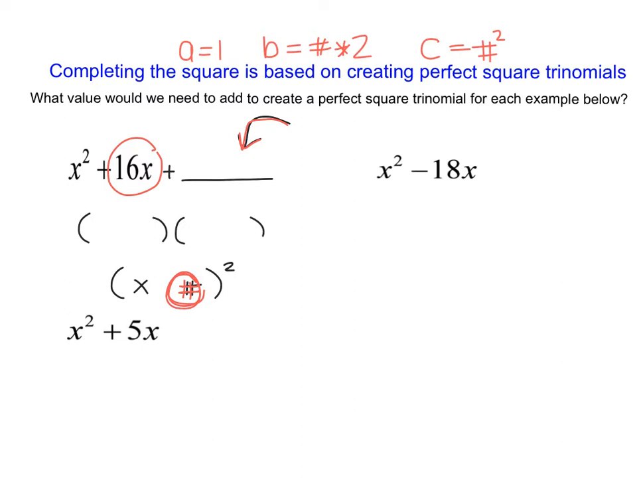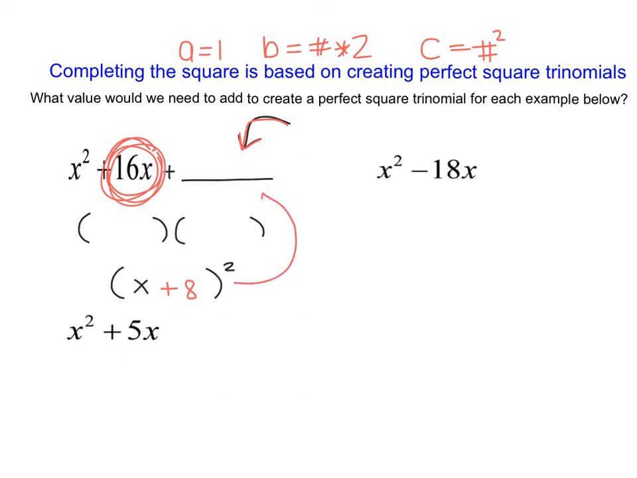Now remember, our b value, which we can see is right here, is our number inside of here times 2. So if we think about it, we need to figure out what number times 2 gives us a positive 16. Well, when I think about it, a positive 8 times 2 gives me 16. So our perfect square trinomial here is going to be x plus 8 in parentheses squared.